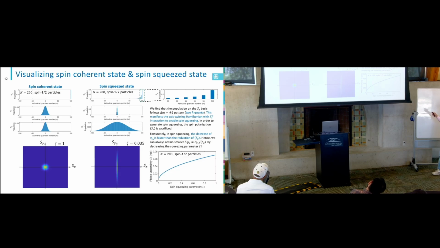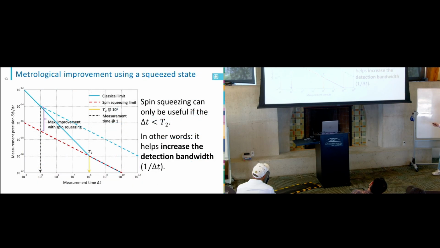That's because, as I mentioned before, the 2-quanta transition is important for generating the squeezed state, so it doesn't occupy the states in between. That's one example of that. All right. Okay, then let's talk about the metrological improvement using a squeezed state.